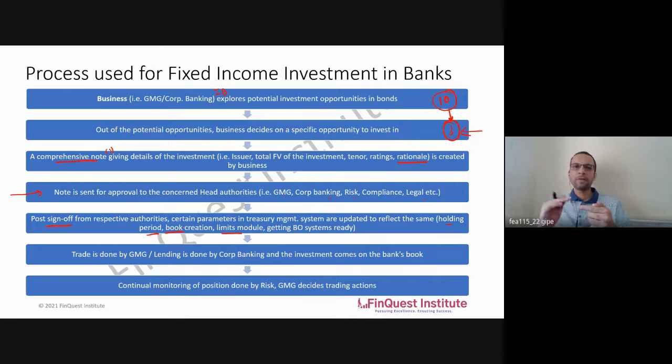So on that book, I may have to define the maximum holding period which I'll be monitoring, because I may have a certain finite time up to which I want to stay invested in a certain security. So that's why the definition of holding period is important.